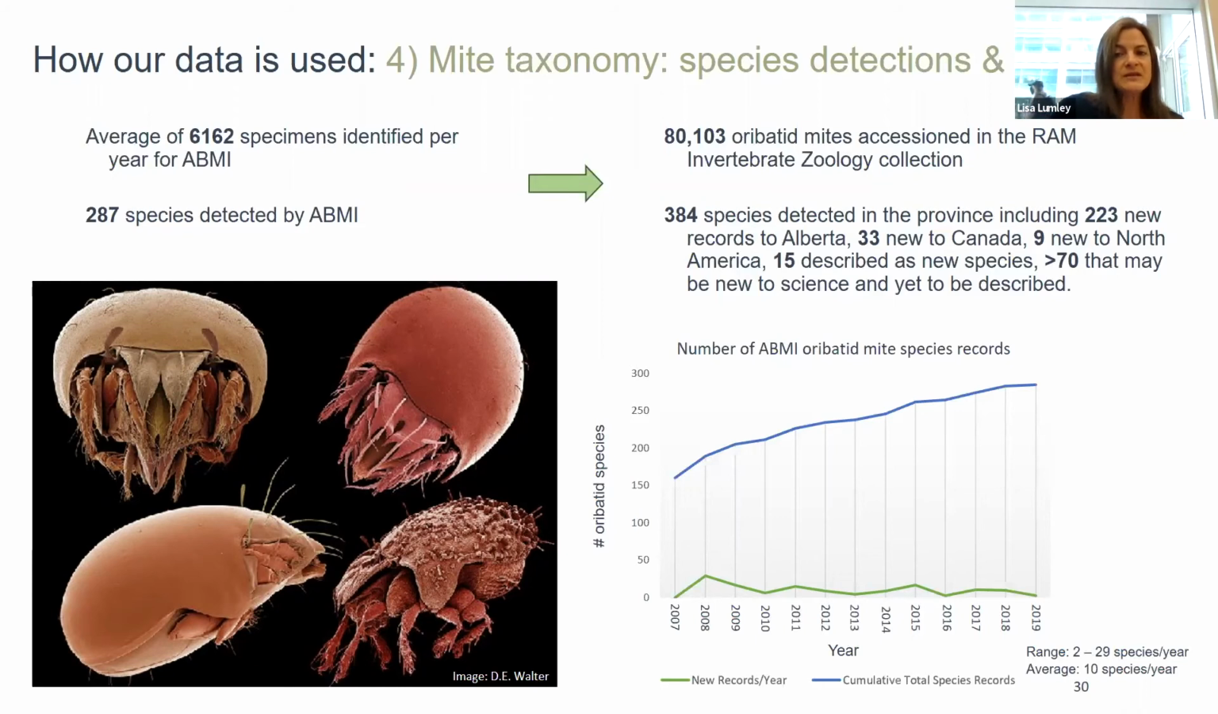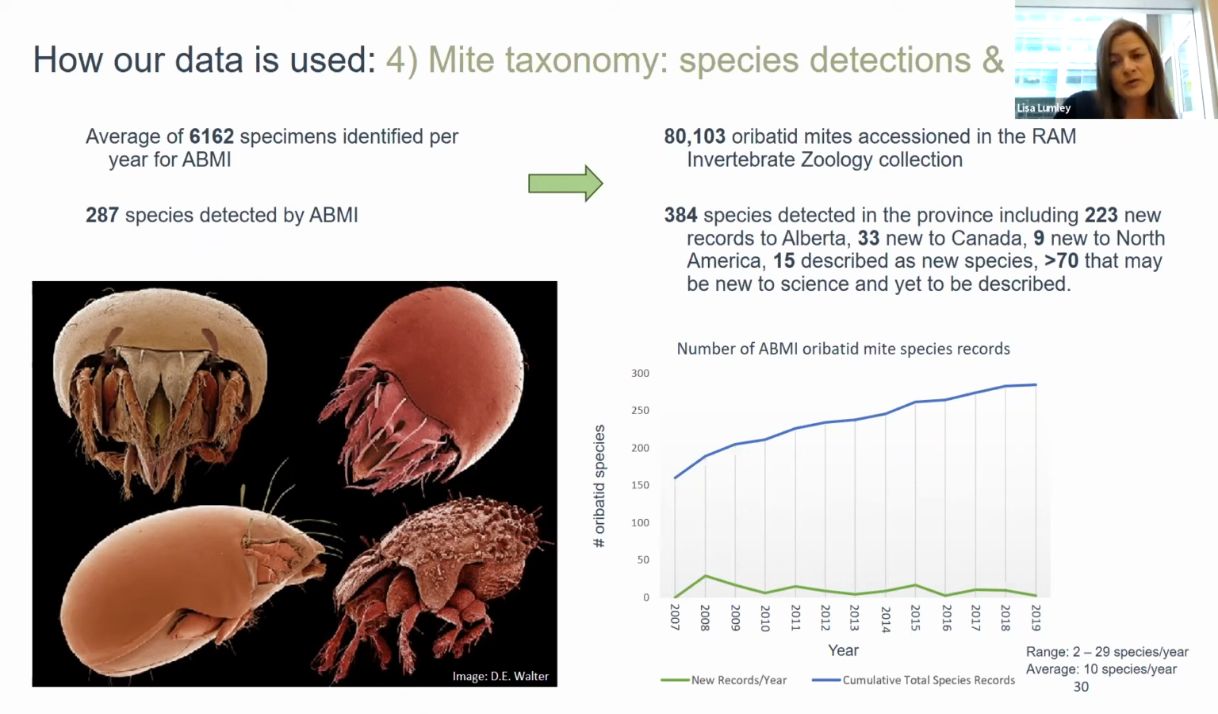So first, species detections and collections. We're averaging over 6,000 specimens that we're identifying per year for ABMI. When we started, we knew of about 160 species in the province. So this was back in 2007. We've now detected over 287 species.